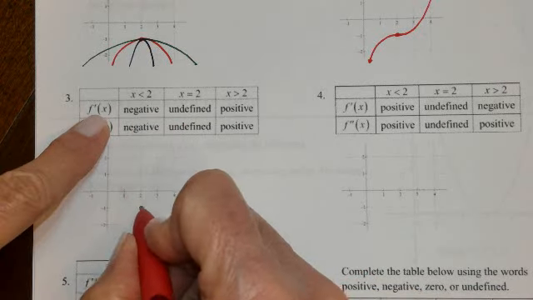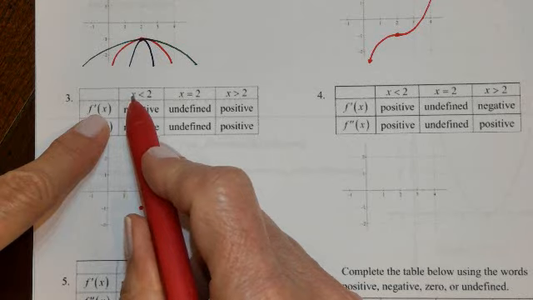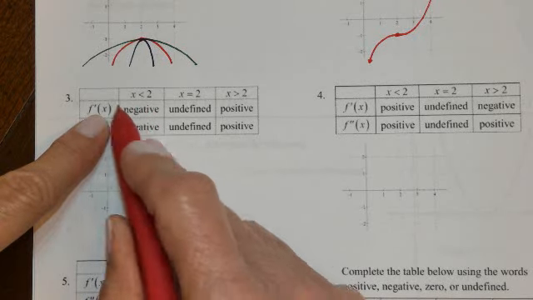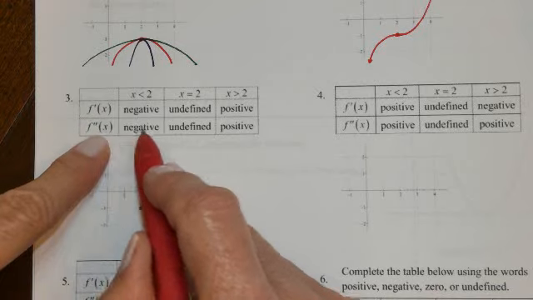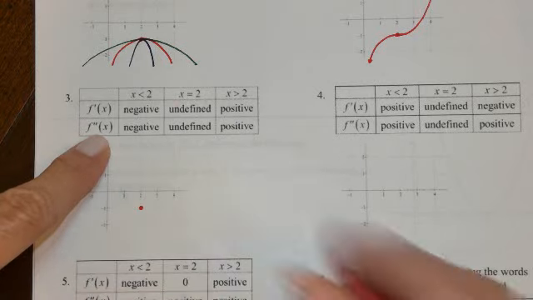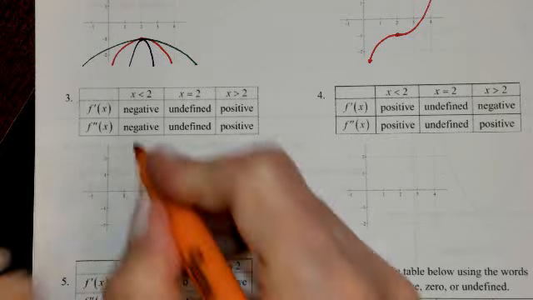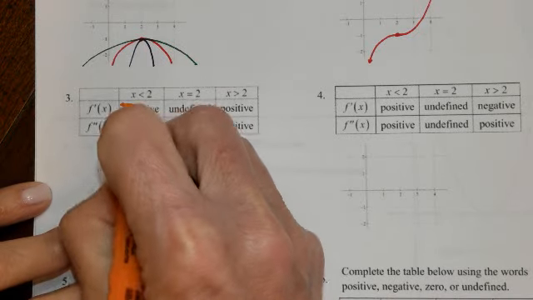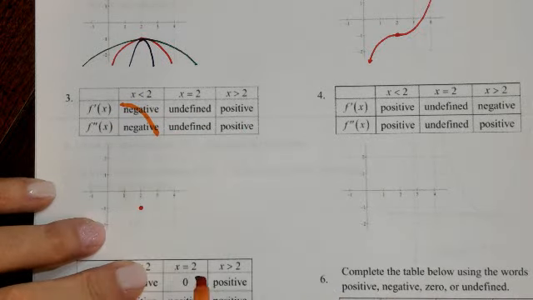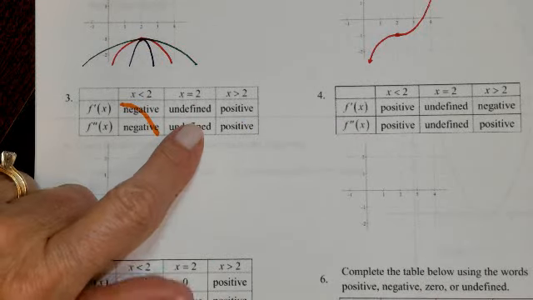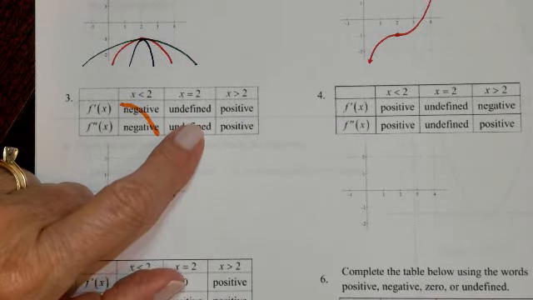I would start with my point. For x less than 2, f prime is negative, so we're going down, we're decreasing. The concavity is negative, so we're decreasing and concave down. So we're going to look like this. Here, the first derivative is undefined. What would make the first derivative undefined?